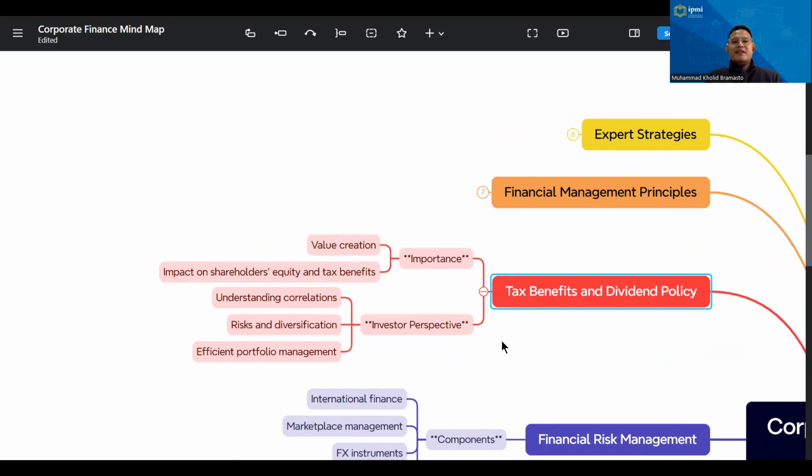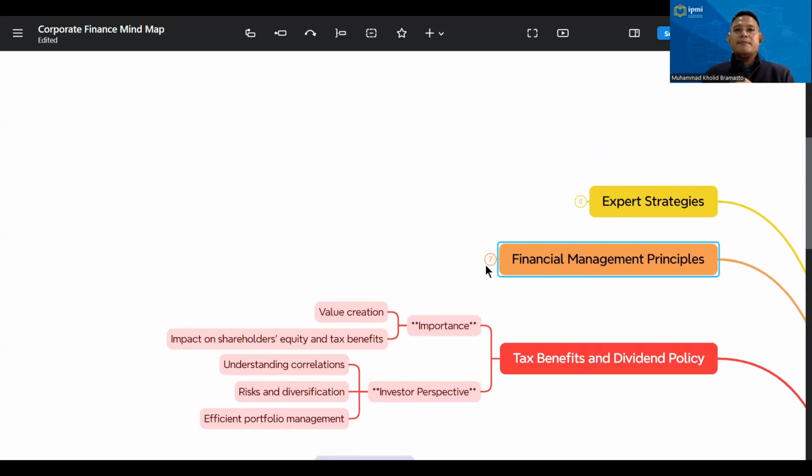And then the tax benefit and dividend policy significantly impact value creation. Understanding their effect on shareholders' equity and overall tax benefits is crucial for making informed financial decisions. From an investment perspective, it's essential to understand correlation, risk diversification, and efficient portfolio management.